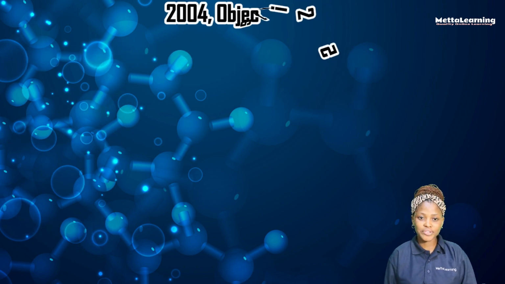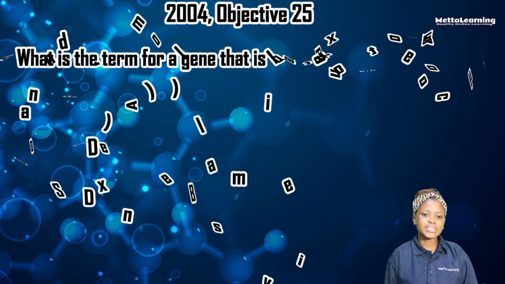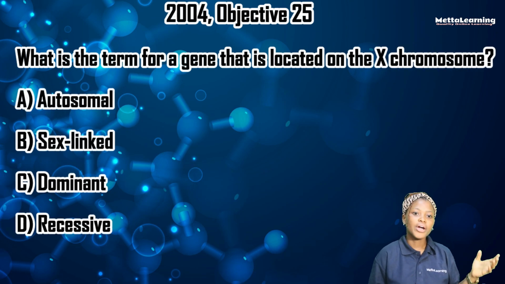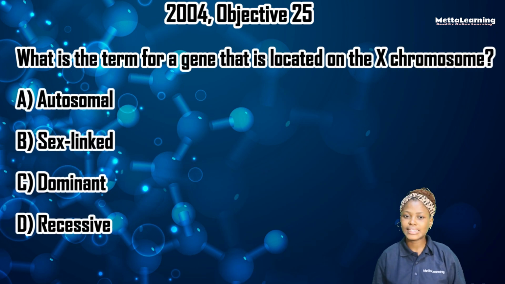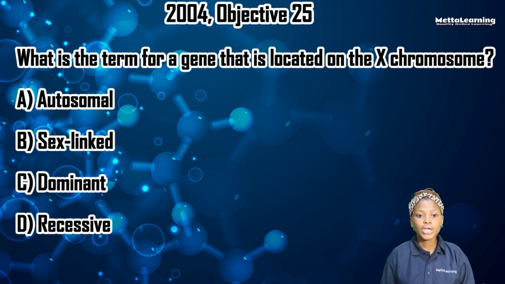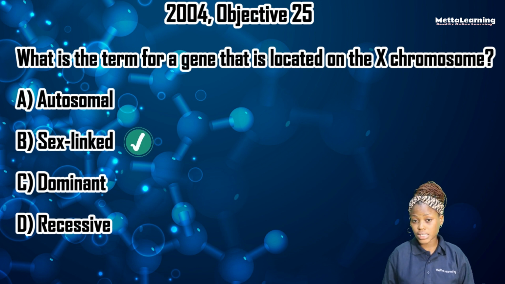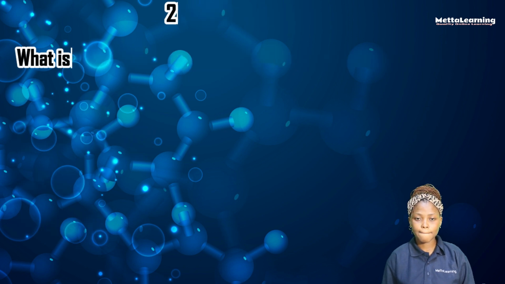2004 question 25. What is the term for a gene that is located on the X chromosome? Option A, autosomal. Option B, sex-linked. Option C, dominant. Option D, recessive. Sex-linked is the correct answer, option B.